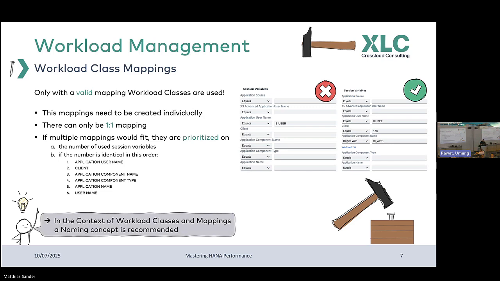On the right-hand side, there's a small example. You see on the left-hand side just the BI user as the attribute for the workload class. On the right-hand side, there are also the client and the application component name used. Therefore, as these are more session variables, this is the one which is selected at the end.